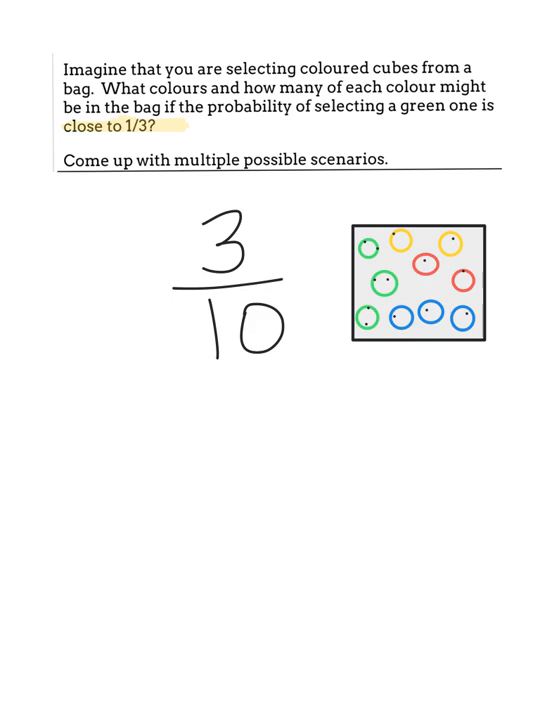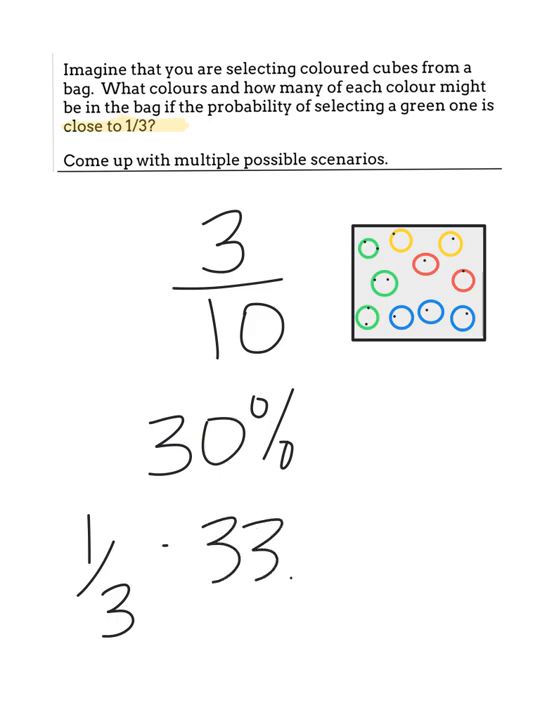I know that 3 over 10 is the same thing as 30%. And I know that 1 over 3 is the same thing as 33.3% repeating. So that's a pretty close example of one way that I could get close to one third of having green colors in a bag that I'm going to draw.